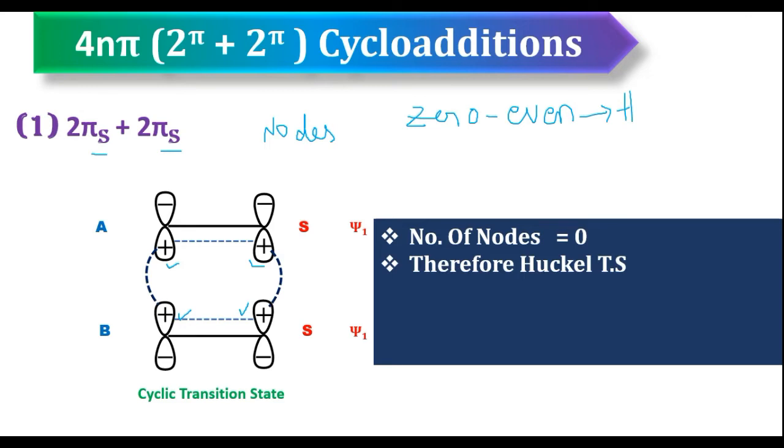So what is the type of addition? 4n pi cycloaddition. For a Huckel system, 4n pi. So the type of electrons is 4n pi. That is an anti-aromatic transition state.